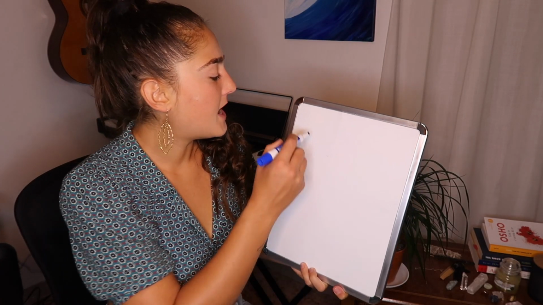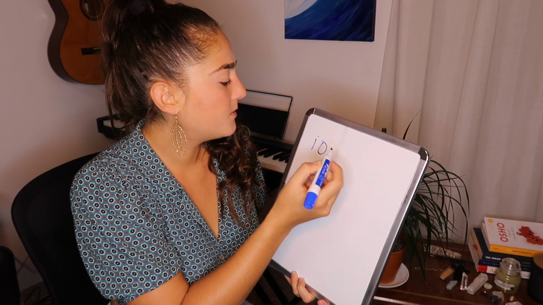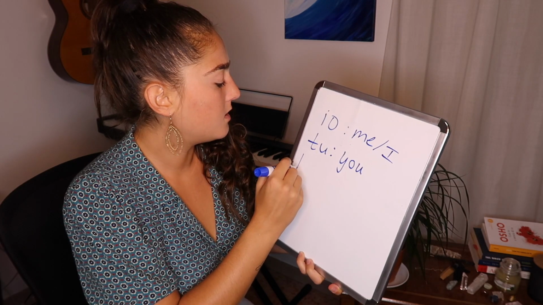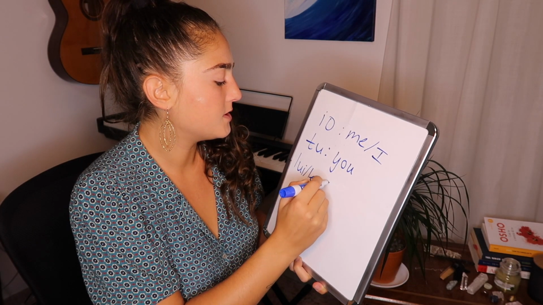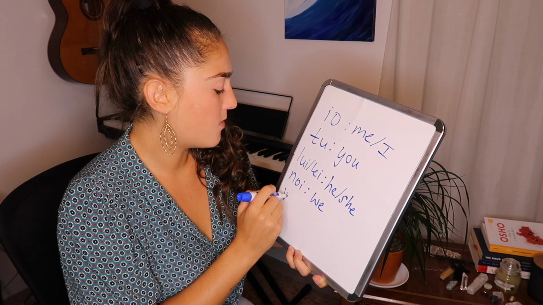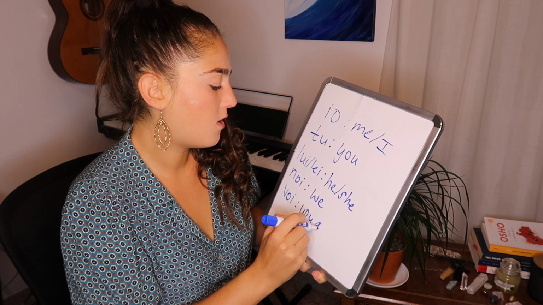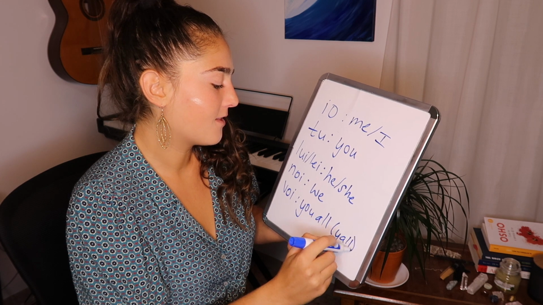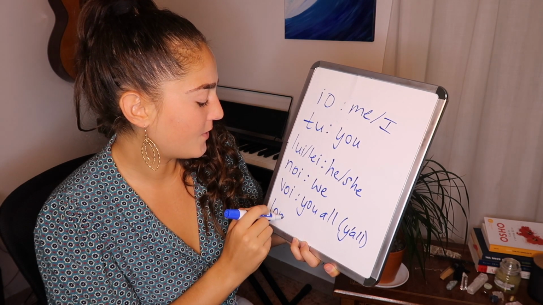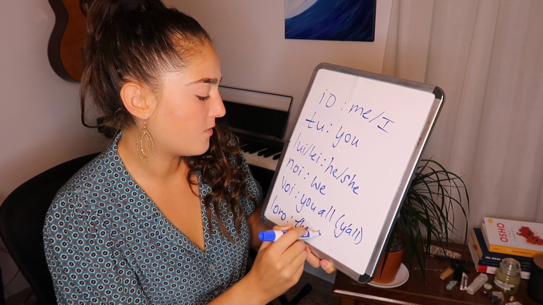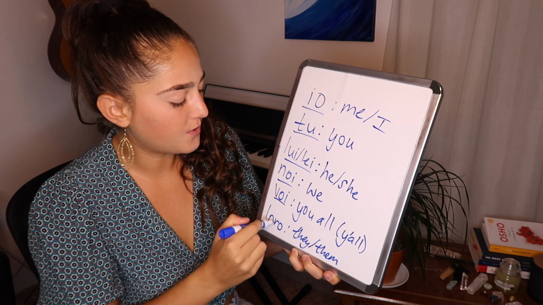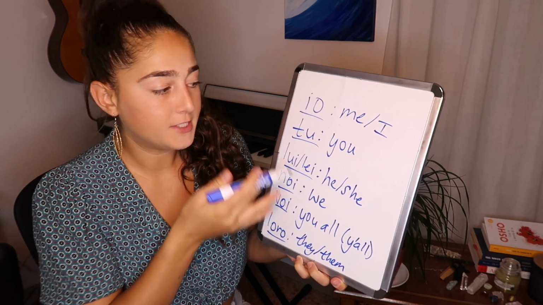When we structure verbs in Italian, we have the io, which is the me or I, the tu, which is the you, the lui or lei, which is he or she, noi, which is we, voi, which is you all or y'all. Is that how you write y'all? I don't know, but you get it. And loro, which is they or them. So that's what these words all mean, so you know what I'm talking about when I structure the verb charts.